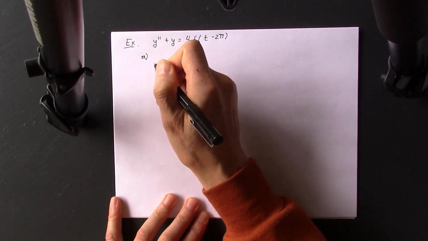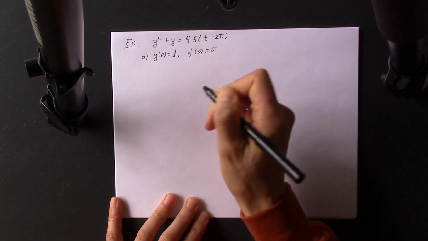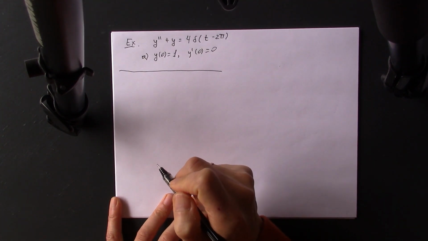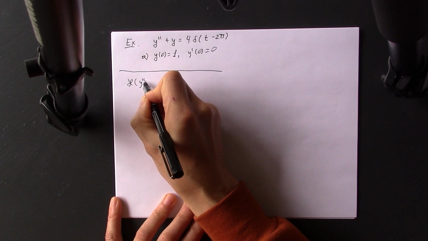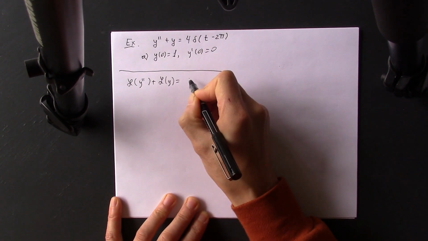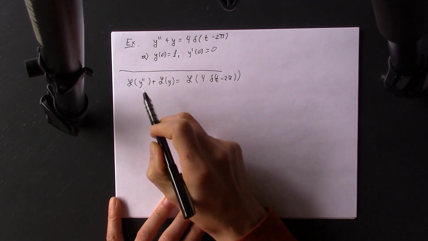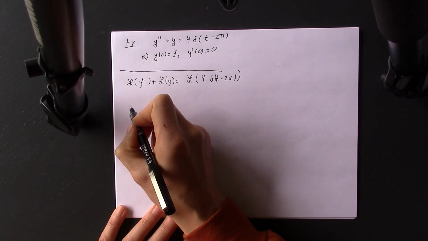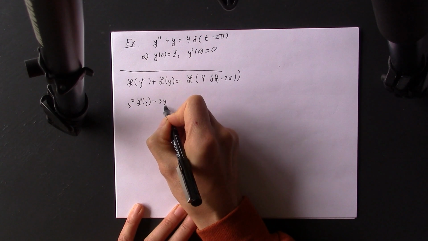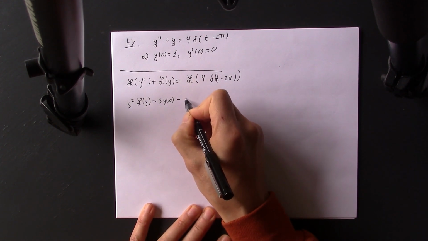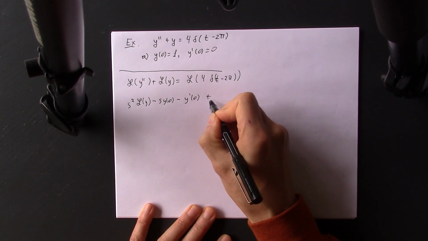In the first example, my initial conditions will be y of 0 equals 1 and y prime of 0 equals 0. I'll take the Laplace transform of both sides, so I'm going to get Laplace of y double prime plus Laplace of y equals Laplace of 4 delta at t minus 2 pi. Laplace of y double prime equals s squared Laplace of y minus s y of 0 minus y prime at 0, plus Laplace of y.